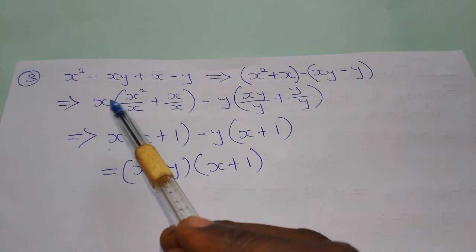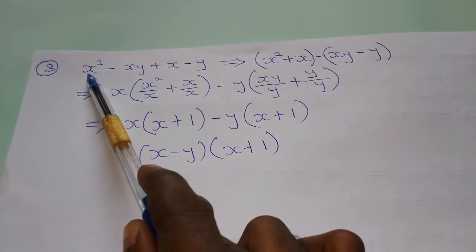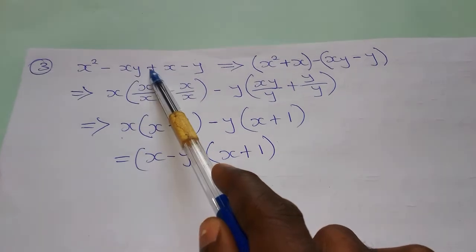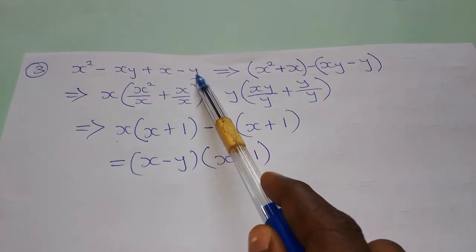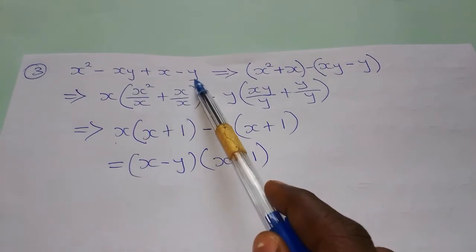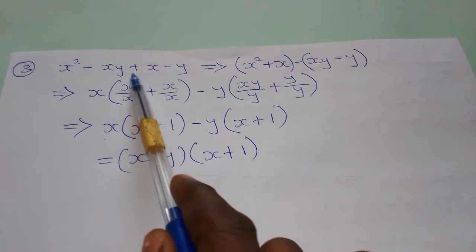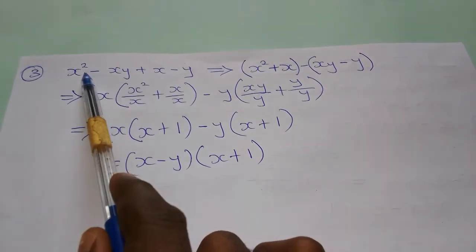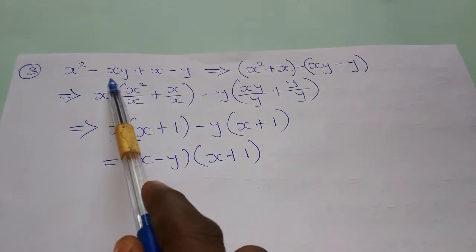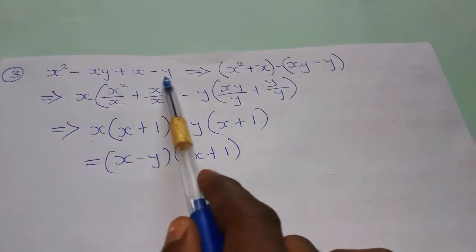Now, the first thing we do is to find our common factor. So we have x here, we have x here, we have x here, there is no x here. So x is not common. We have y here, we have y here, there is no y here, there is no y here. So we don't have a common factor here. So what do we do? We are going to factorize by grouping.